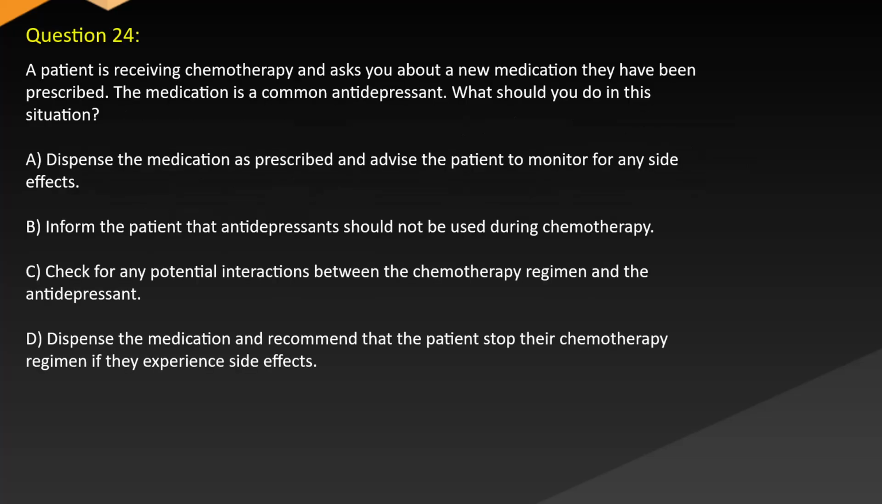Question 24. A patient is receiving chemotherapy and asks you about a new medication they have been prescribed. The medication is a common antidepressant. What should you do in this situation? A. Dispense the medication as prescribed and advise the patient to monitor for any side effects. B. Inform the patient that antidepressants should not be used during chemotherapy. C. Check for any potential interactions between the chemotherapy regimen and the antidepressant. D. Dispense the medication and recommend that the patient stop their chemotherapy regimen if they experience side effects.